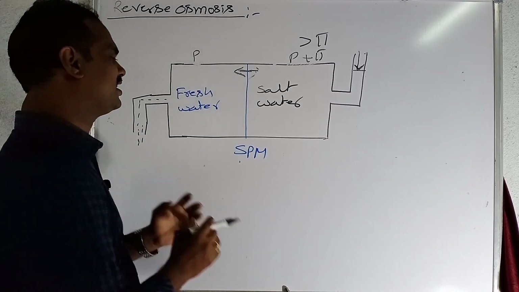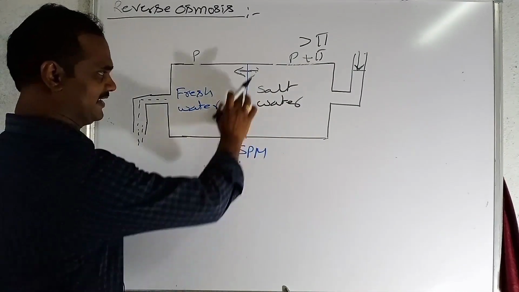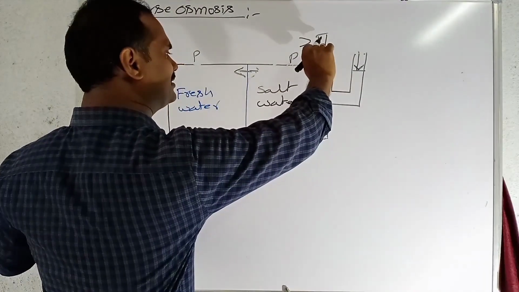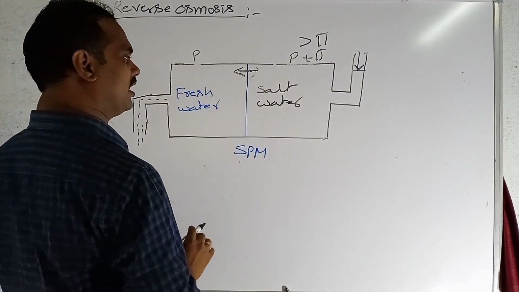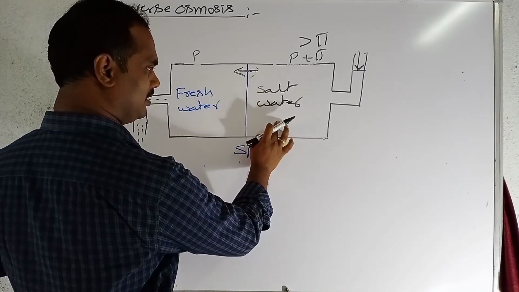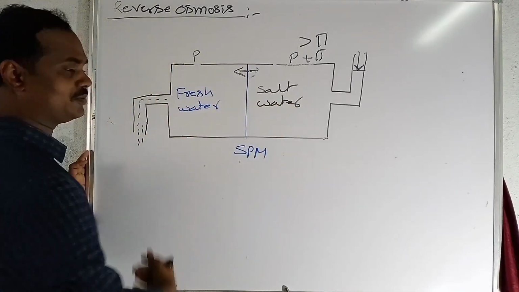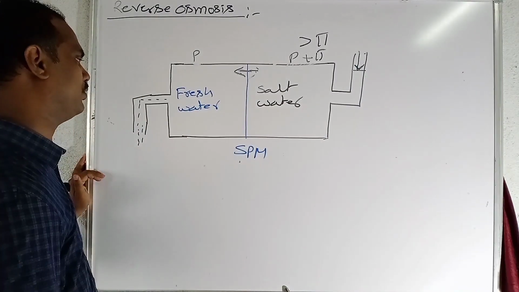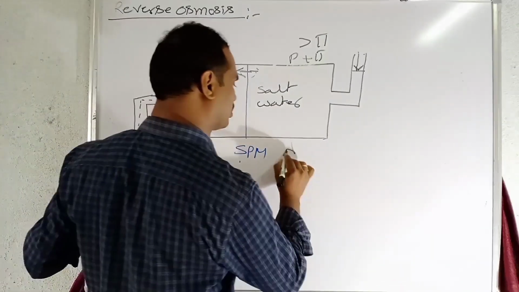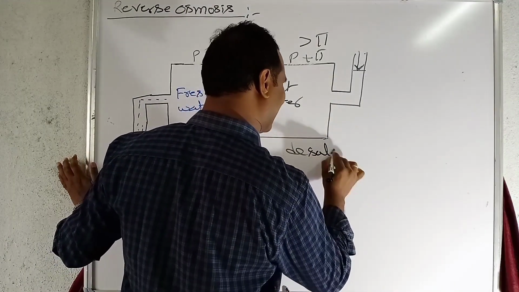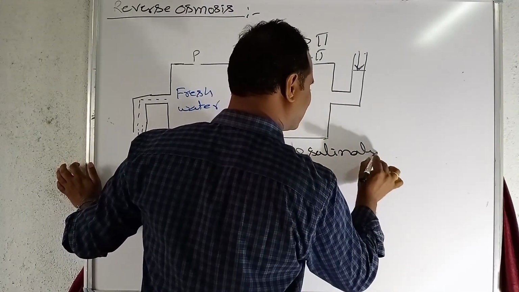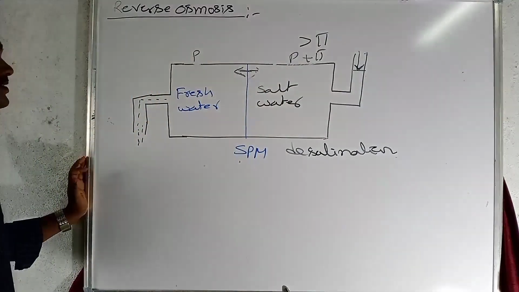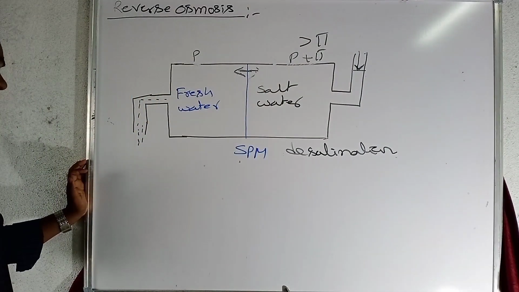In this process, generally salt water and fresh water are taken, separated by an SPM. When more pressure than the osmotic pressure is applied, what will happen? The solvent present in the salt water moves into the fresh water side. In this process, salt water is converted into fresh water. This process we call desalination. Desalination means removal of salts from the water.